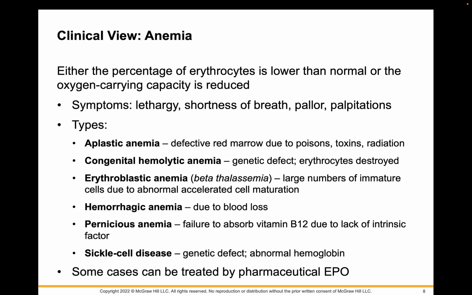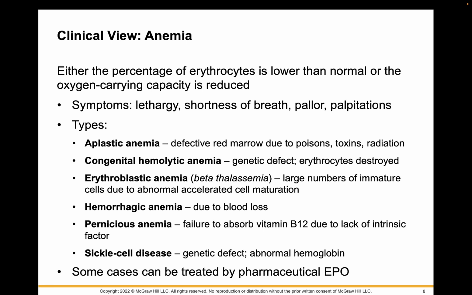Now, you may have heard of the clinical condition known as anemia, and anemia is basically a generic term used to describe a decrease in oxygen carrying capacity of the blood. Regardless of the underlying cause, the symptoms are going to be similar. Lethargy, shortness of breath, pallor, palpitations, and basically a decrease in endurance. Now, probably the most common type of anemia is iron deficiency. And remember how important iron is because that is the part of the hemoglobin molecule that's responsible for oxygen transport.